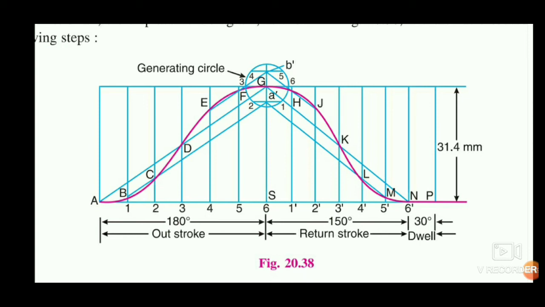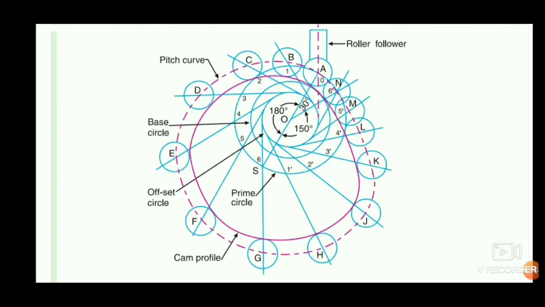If there is a dwell in between, you have to start from the initial position A and the final position N. So then you can go for the cam profile. So you can see the cam profile here. Since it is a roller follower, you have to draw the, and also the offset is given. Offset, it is separated by offset. So the offset circle you can draw.